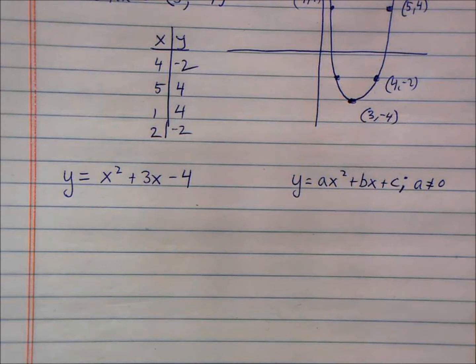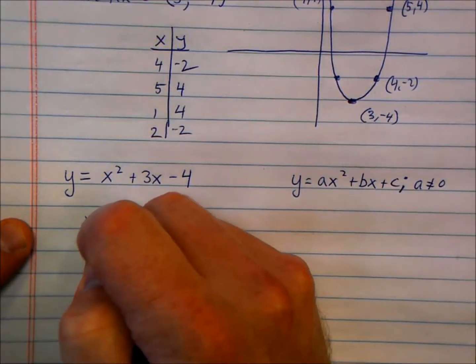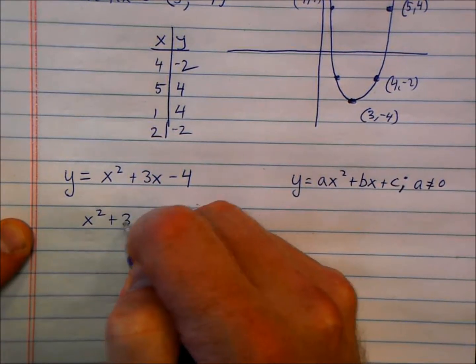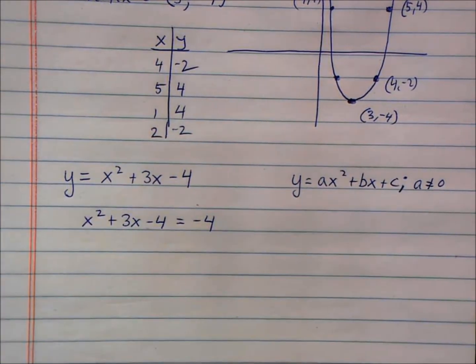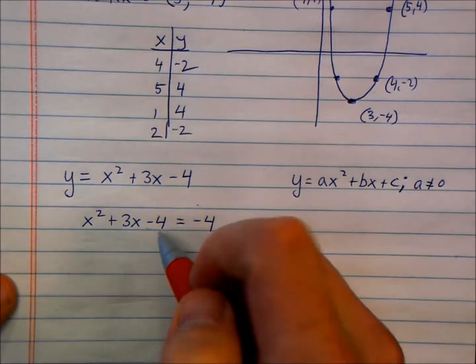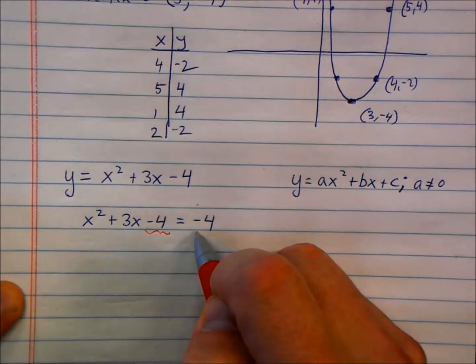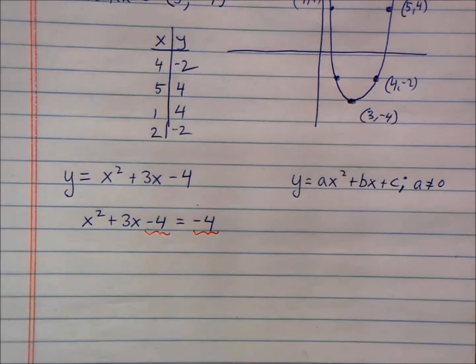All right, so here's what we do. Here's how he says to find the vertex. Take your equation, x squared plus 3x minus 4, and set it equal to whatever the constant is. Since the constant here is negative 4, we're going to set it equal to negative 4. So whatever that constant is, you set the equation equal to that constant. And then you solve that equation. So how would you solve that equation? You would add 4 to both sides.